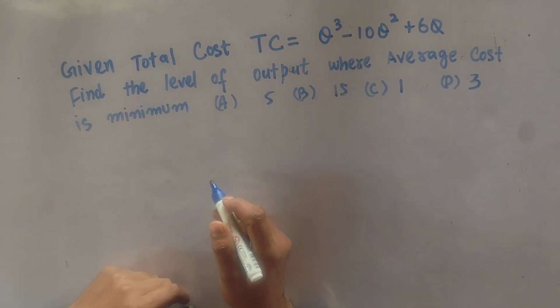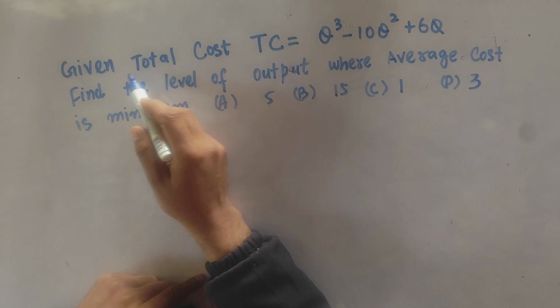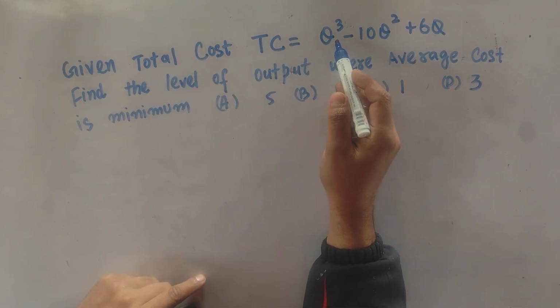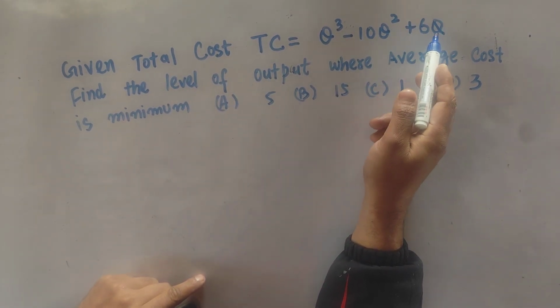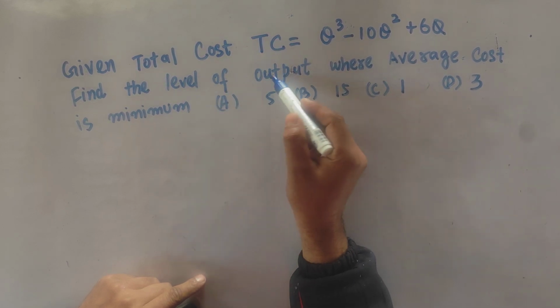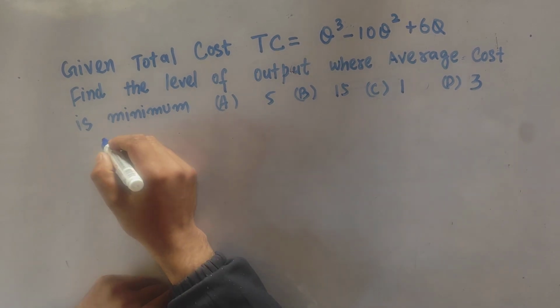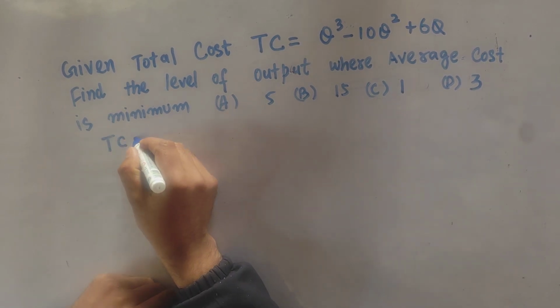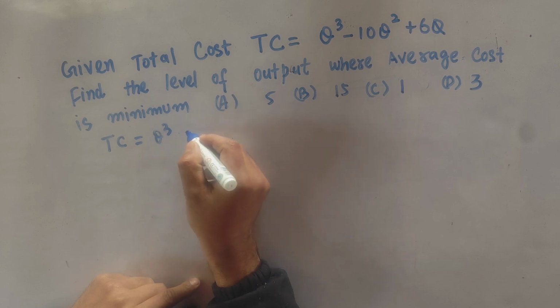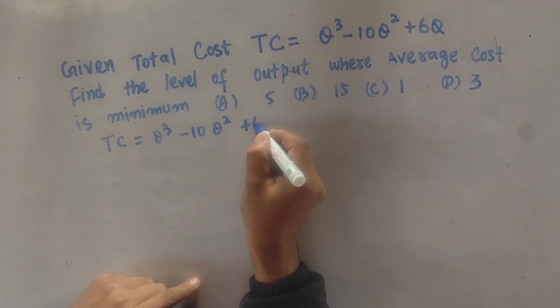In this video, we will learn how to find out the level of output where average cost is minimum. The question is: given total cost TC is equal to Q cube minus 10Q square plus 6Q, where Q is the output and TC denotes the total cost, we need to find out the level of output where average cost is minimum. So we have the total cost function, Q cube minus 10Q square plus 6Q.